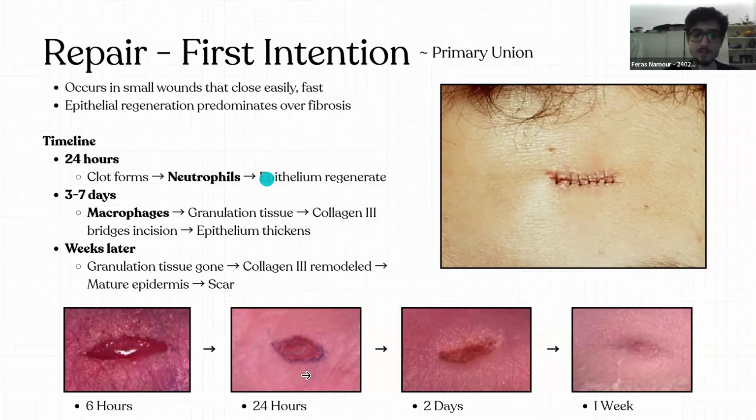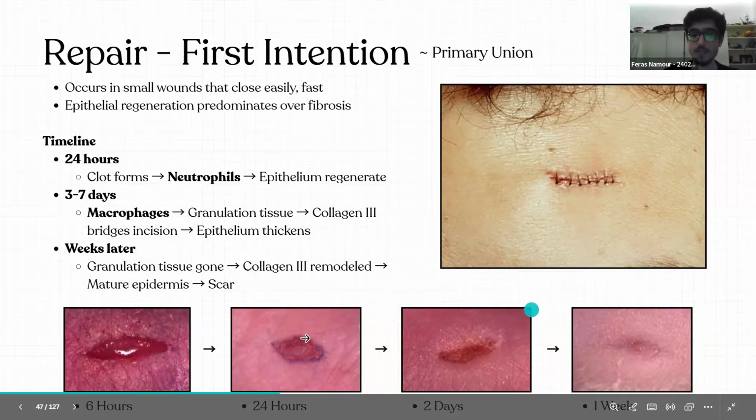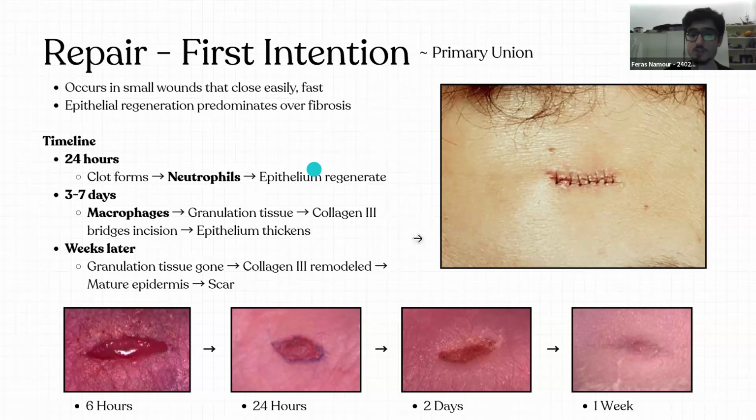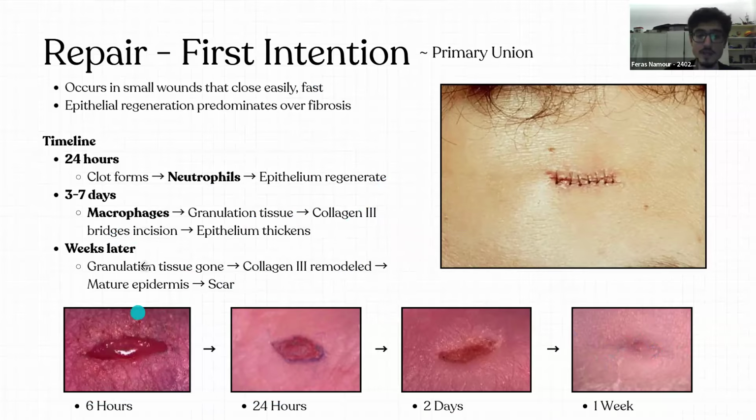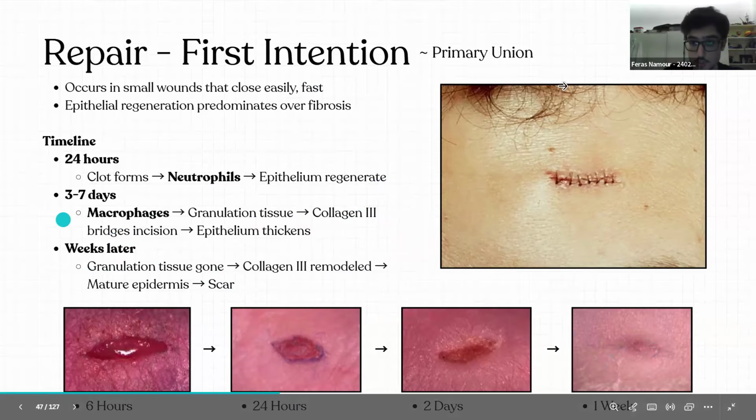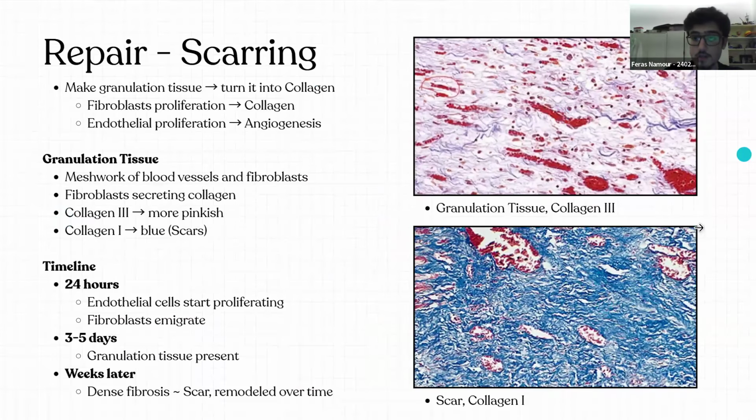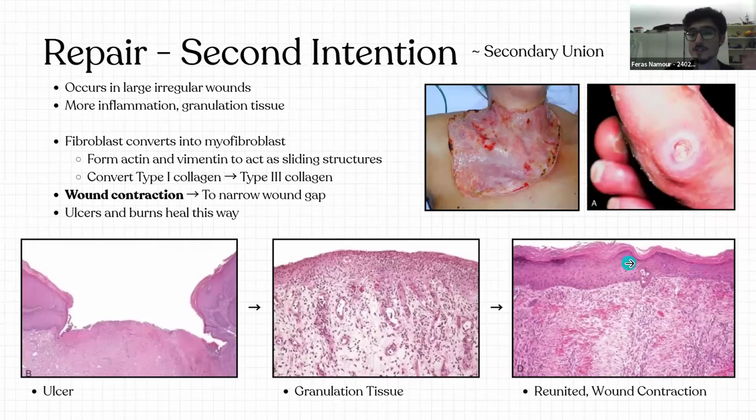By then, from days 3 to 7, we're going to have some macrophages involved and also fibroblast proliferation. Now granulation tissue is deposited. Now collagen 3 bridges the incision, and lastly, my epithelium thickens. My epithelium regenerates, but it's a very thin layer. I need to properly thicken it up. After a week or so, a scar will be visible, a very small scar, and collagen 3 is remodeled into collagen 1, and my epidermis matures, and no more granulation tissue. Only collagen 1 scar. No fibroblasts, no macrophages, nothing.